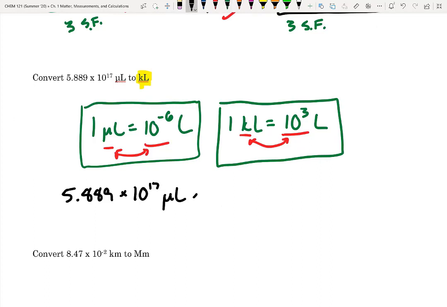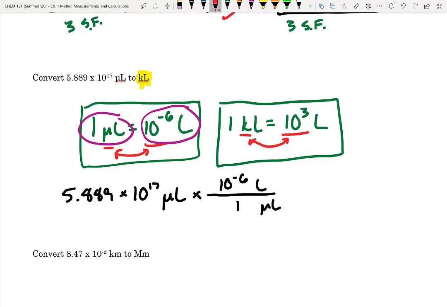And just like before, I'm going to multiply by a fraction. And we want to cancel out microliters, so I'm going to put that on the bottom so that it cancels out. And just like before, one was paired with the microliter. So I'm going to put that one with the microliter unit, which means the one will go on the bottom, and liters would go on top. And we've got 10 to the negative 6 paired with that liters unit, so I put 10 to the negative 6 right there. So now we've gotten rid of the microliters.